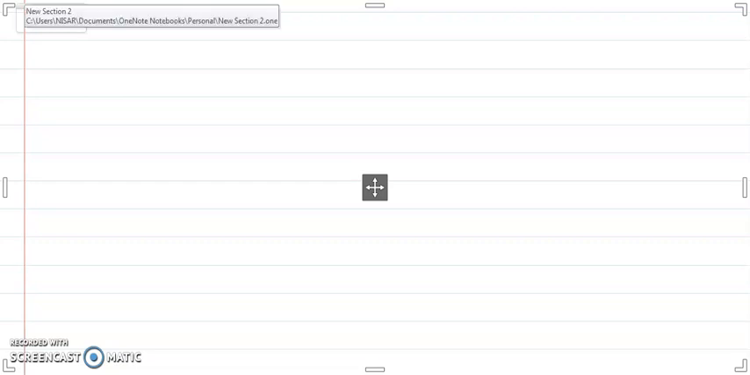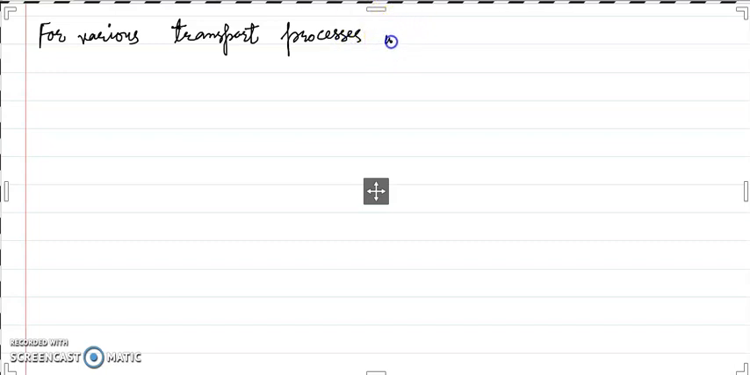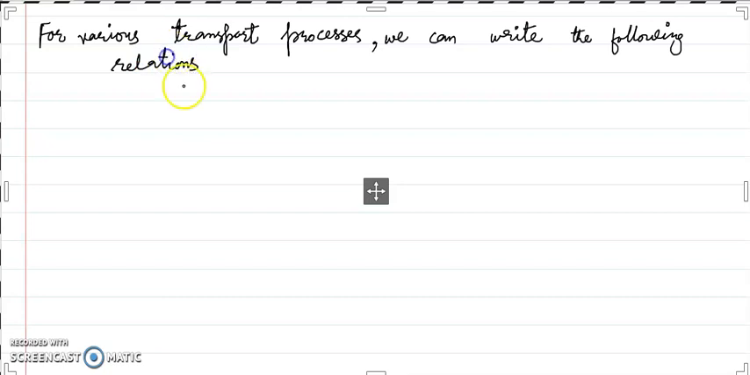So dear students, for various transport processes, we can write the following relations. First is heat transfer.